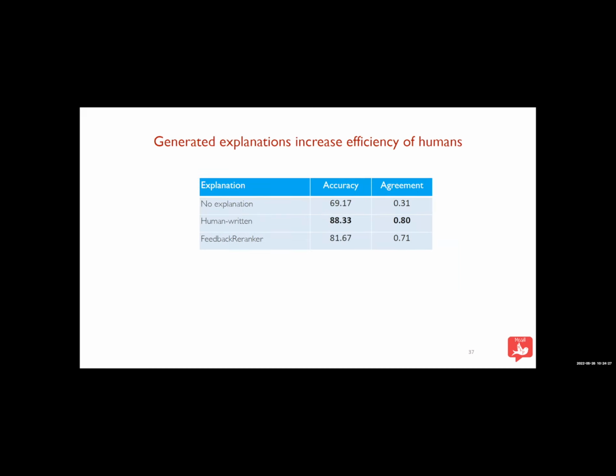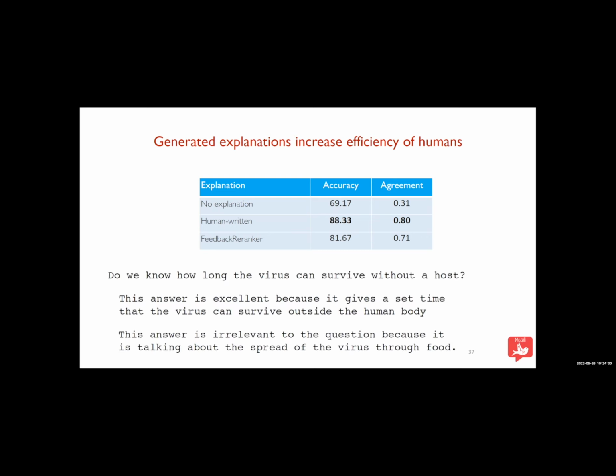And also humans find these explanations very useful. So let me give you this question. Do we know how long the virus can survive without a host? And I did not even provide you the answer. I'm just providing you the explanation. This answer is excellent because it gives set time the virus can survive outside the human body. This answer is irrelevant because it is talking about spread of virus through food. Suddenly, these explanations make humans pay more attention to what is being presented. And because of that, we observe this feedback improves the accuracy of selecting the correct answer by a human, as well as the agreement across humans.